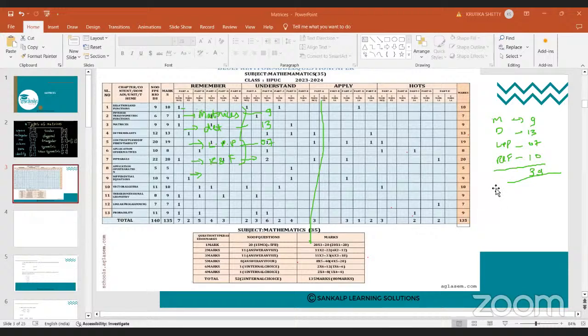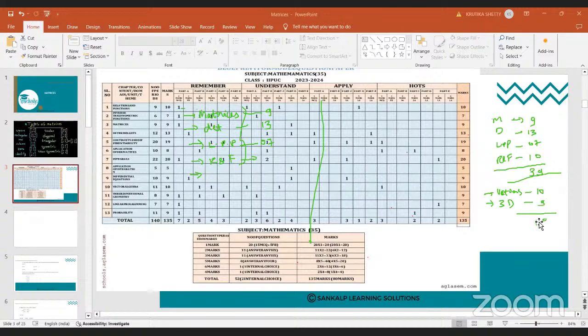So we can discuss these topics. That is vectors. Okay, and then after vectors we have 3D. So these are the two topics, vectors and 3D. And vectors is fetching you 10 marks, and 3D is fetching you 9 marks. So this will be 10 plus 9, okay, so this will be 19 marks.